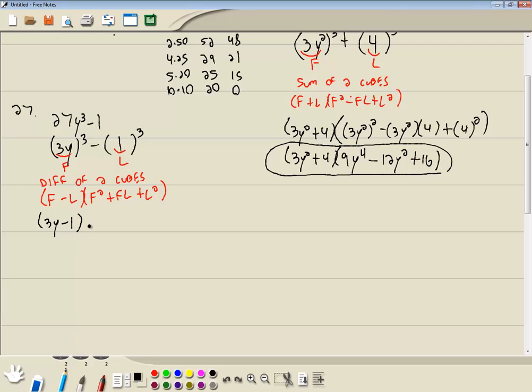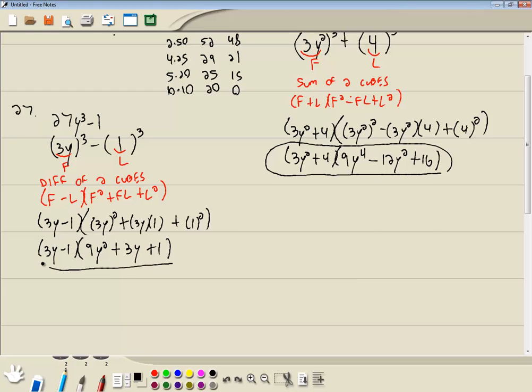So we got 3y minus 1, 3y to the second power plus 3y times 1 plus 1 squared, which gives us 3y minus 1, 3y squared. 3y times 3y is 9y squared, plus 3y times 1 is 3y, plus 1 squared is 1. And that's our answer.